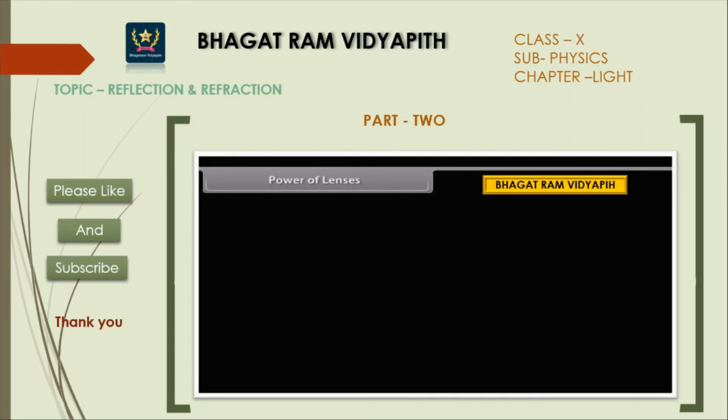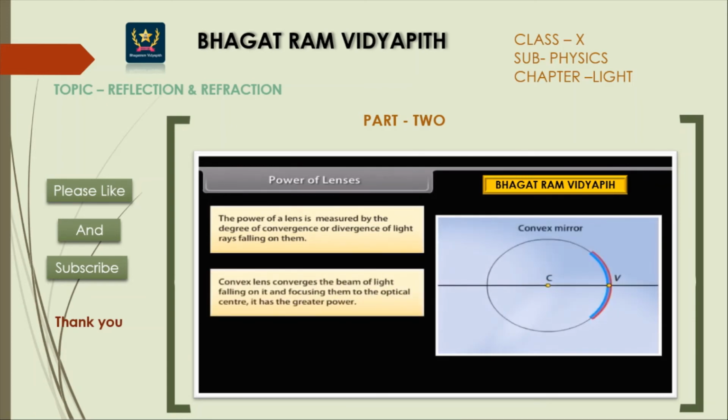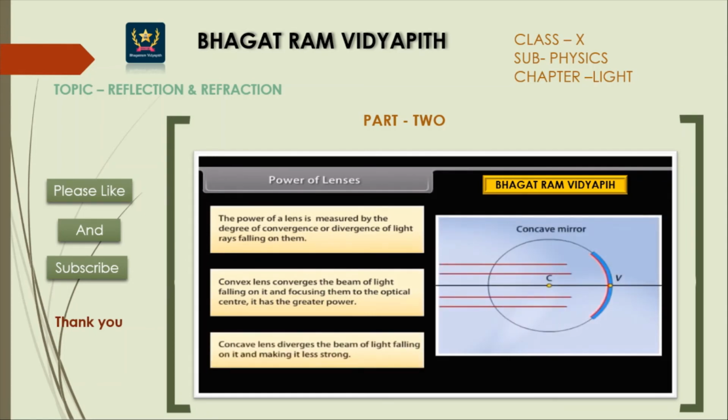Power of lenses. The power of a lens is measured by the degree of convergence or divergence of light rays falling on them. Convex lens converges the beam of light falling on it and focuses them to the optical center. It has the greater power. Concave lens diverges the beam of light falling on it and making it less strong.